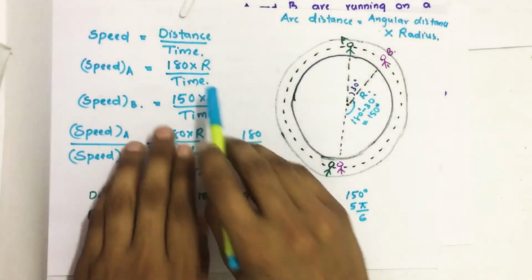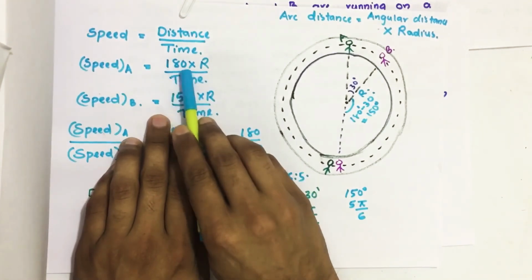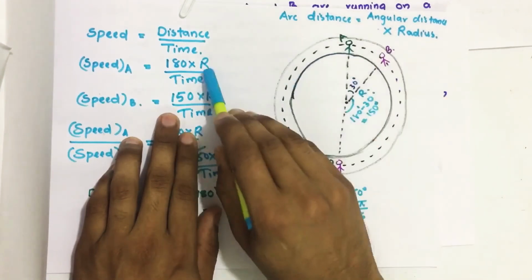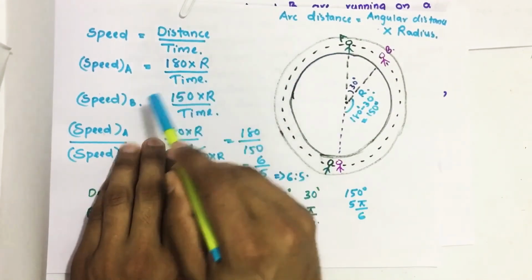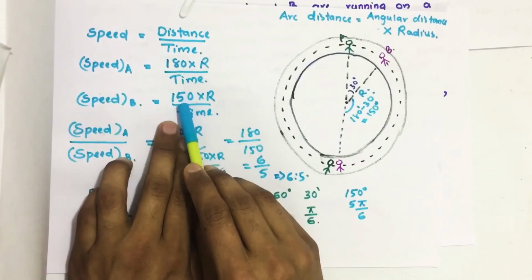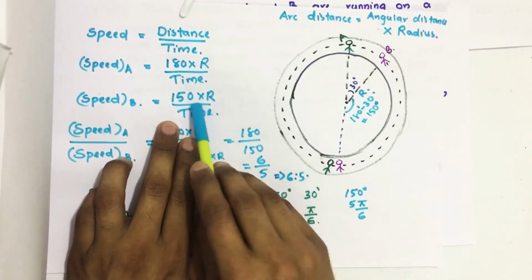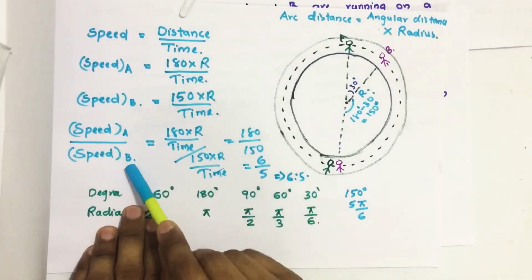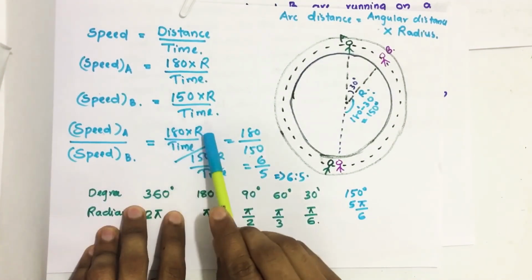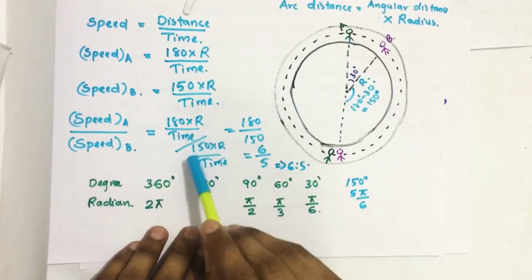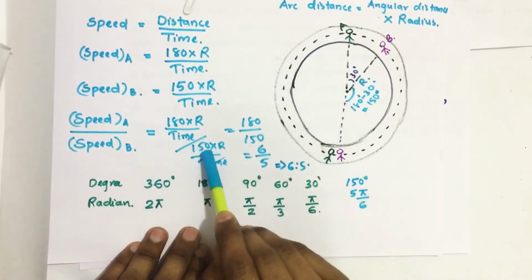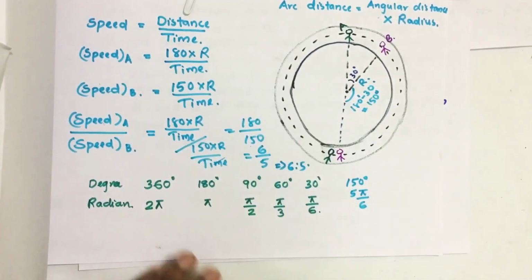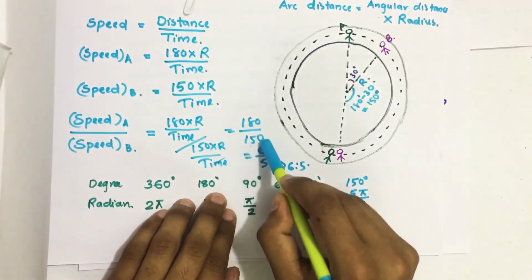And now let us find. So speed of A equals angular distance 180 degrees into the radius r divided by time. Then speed of B equals angular distance 150 into radius r divided by time. Then speed of A divided by speed of B equals 180 into r divided by time, whole divided by 150 into r divided by time. Time is gone, this r is also gone. Then 180 divided by 150.